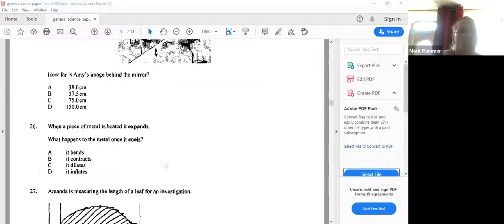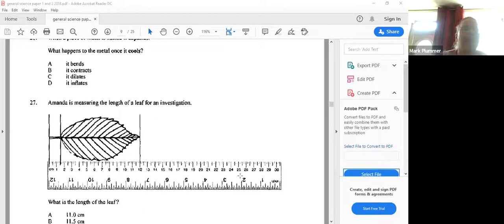Right. When a piece of metal is heated, it expands. What happens to the metal once it cools? So what's the opposite of expansion? The opposite of expand is to contract. So the answer to number 26 is B.